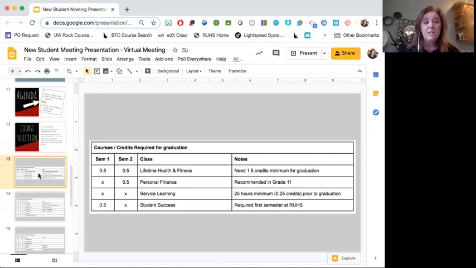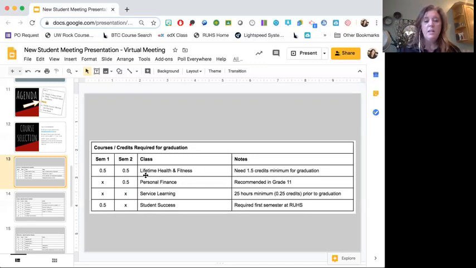At Rock University High School, you also need to earn a quarter credit of service learning by doing a minimum of 25 hours, and you need to take our student success class. So these two are specific to Rock University High School. The rest of the requirements are specific to the School District of Janesville. So courses that you just need to graduate without getting into the cores, I'll break down the core classes separately.